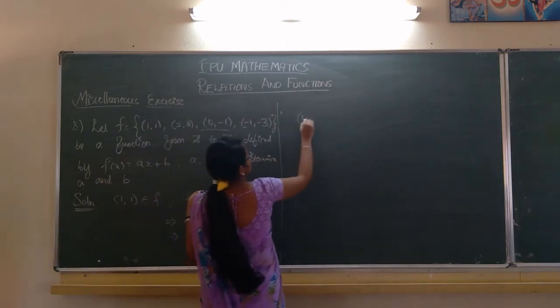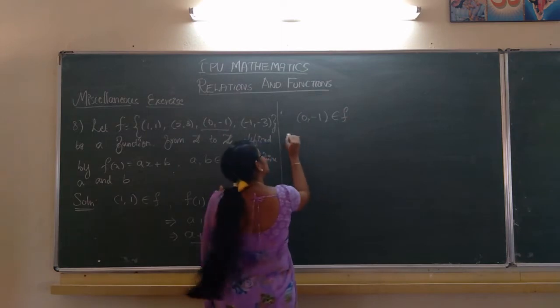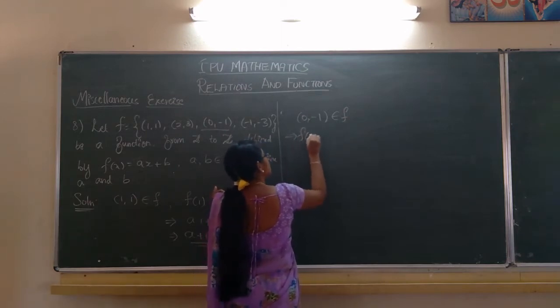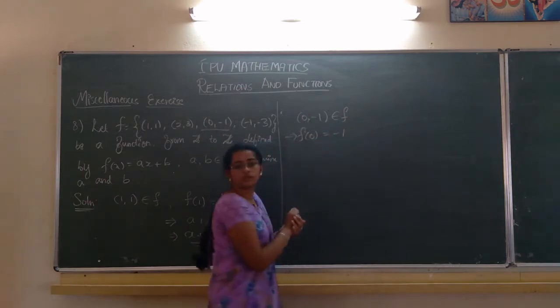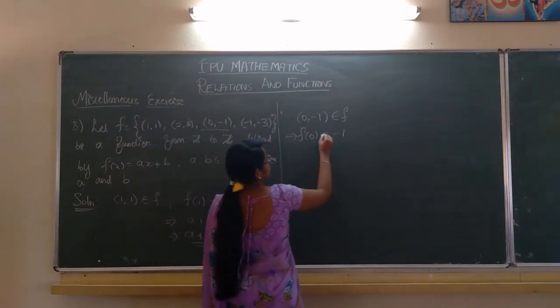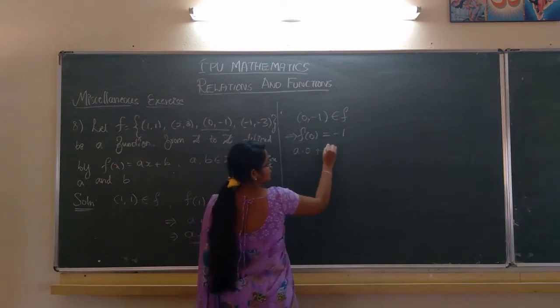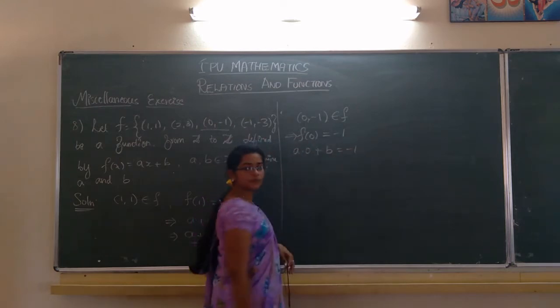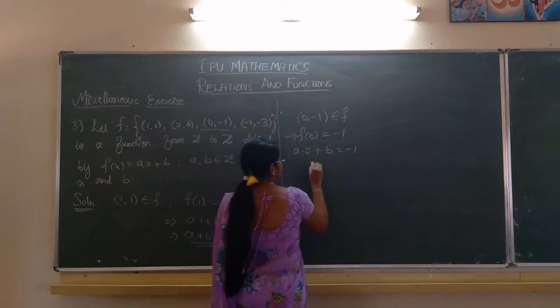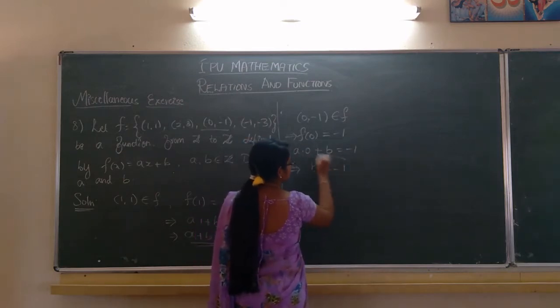Okay, look at this. We have 0 comma minus 1 belongs to f. What does that mean? That means that f of 0 is equal to minus 1. What is f of x? F of x is equal to ax plus b. A into x, x is 0, plus b is equal to minus 1. Okay? What does that imply? That implies that b is equal to minus 1.